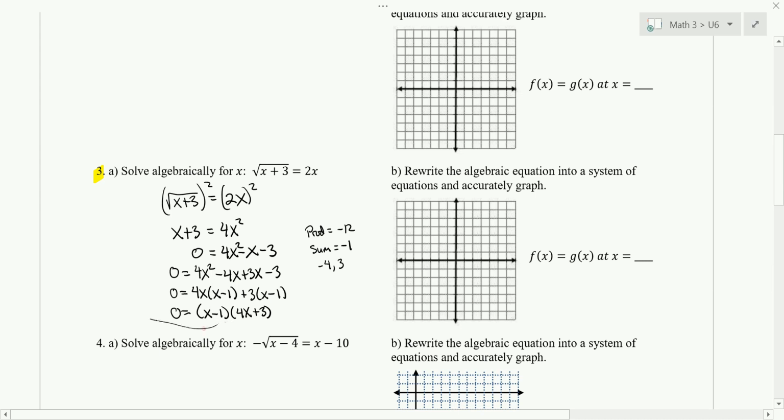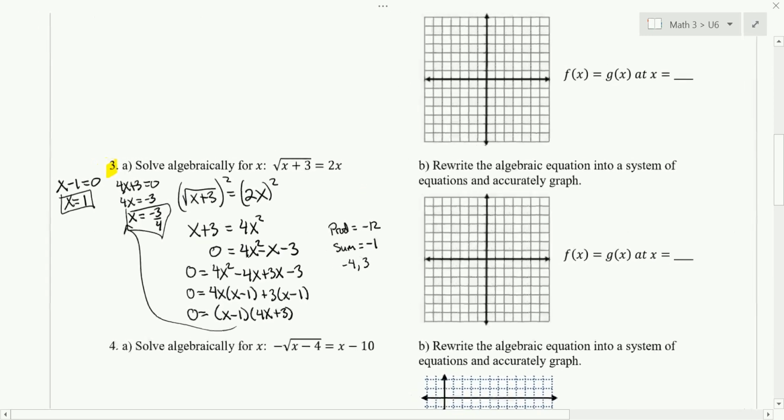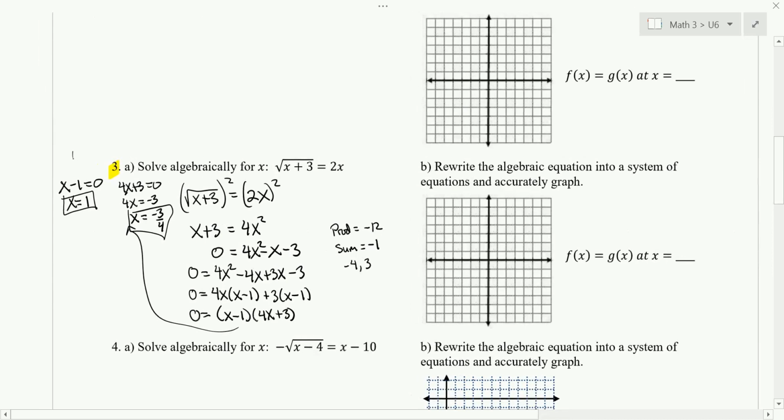I'm running out of room here, so I'm going to move it over here. So we get x minus 1 is 0, which gives us x equals 1. And the other one is 4x plus 3 is 0, so 4x is negative 3, so x is negative 3/4. We need to check to make sure these work back in our original. I'm going to check up here.